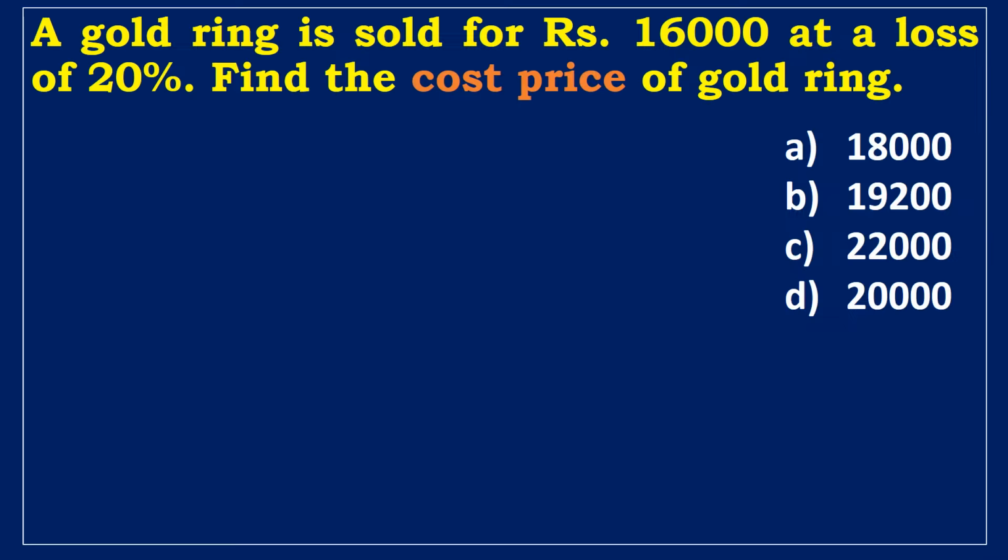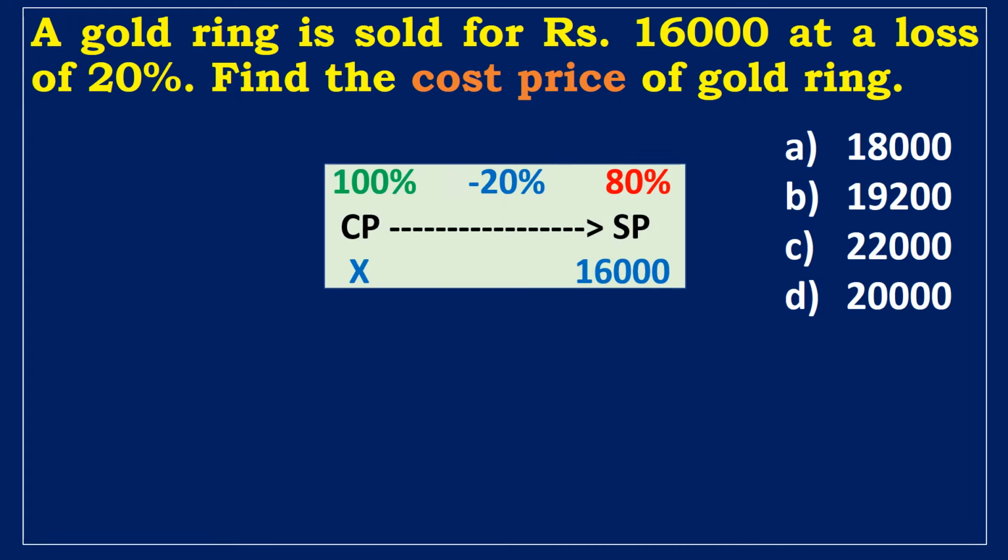Let's look at the first example to understand the basic concept of the profit or loss percentage. A gold ring is sold for rupees 16,000 at a loss of 20%. Find the cost price of a gold ring. The selling price of the gold ring is rupees 16,000. Assume the cost price is 100%. The loss percentage is 20%. Then, the selling price is 80%.